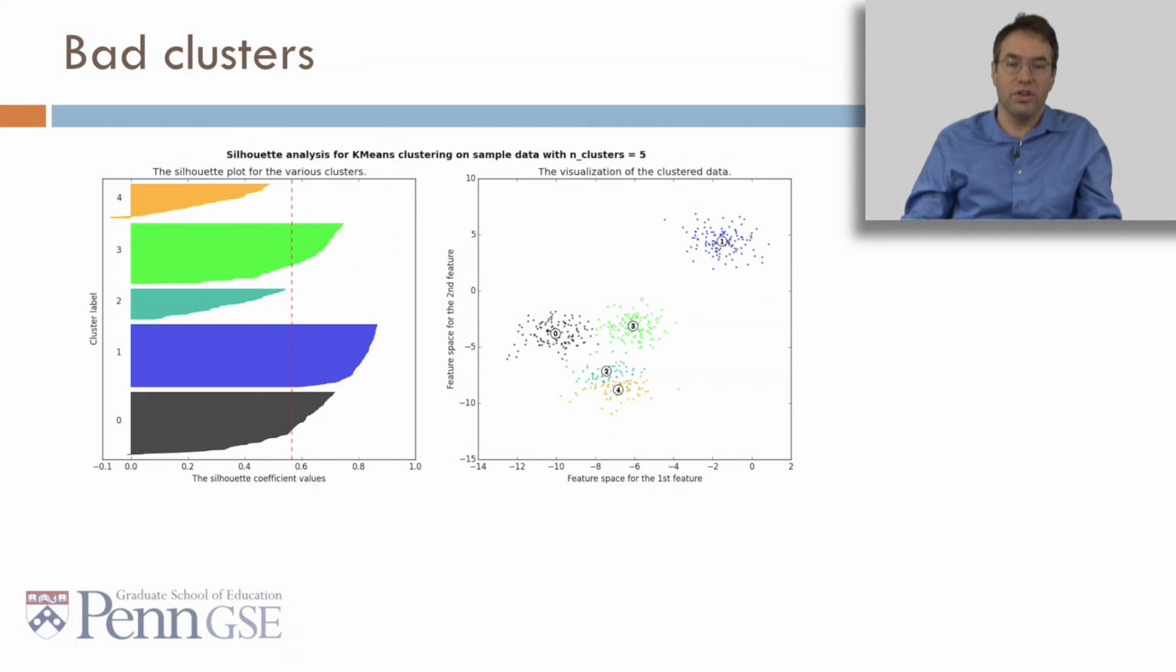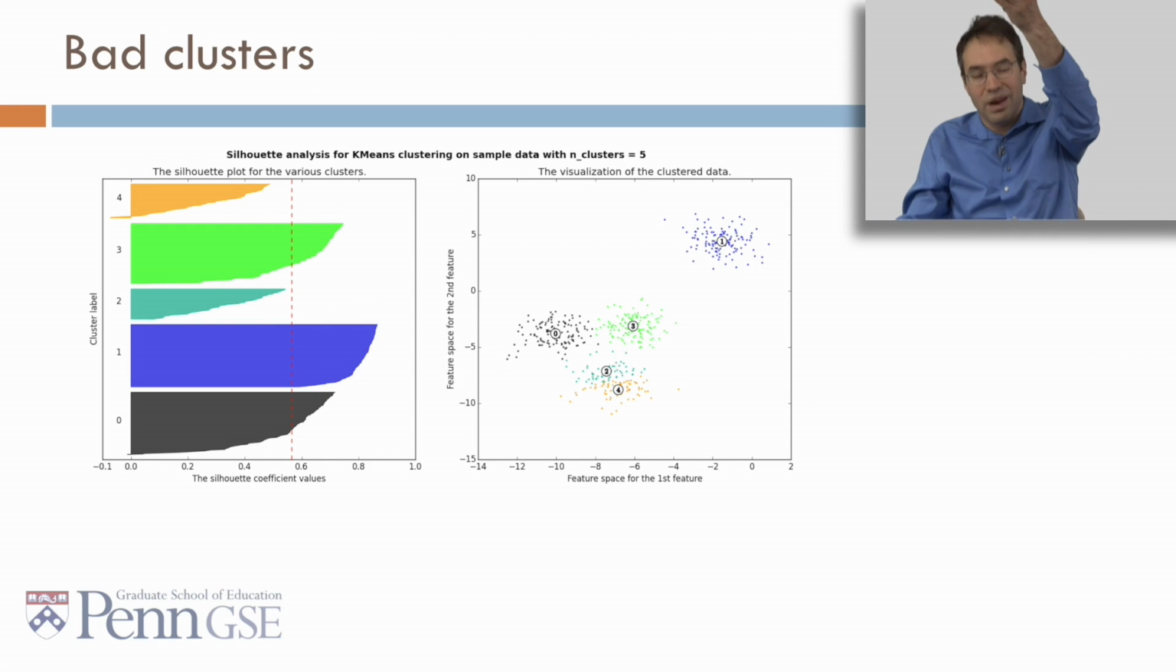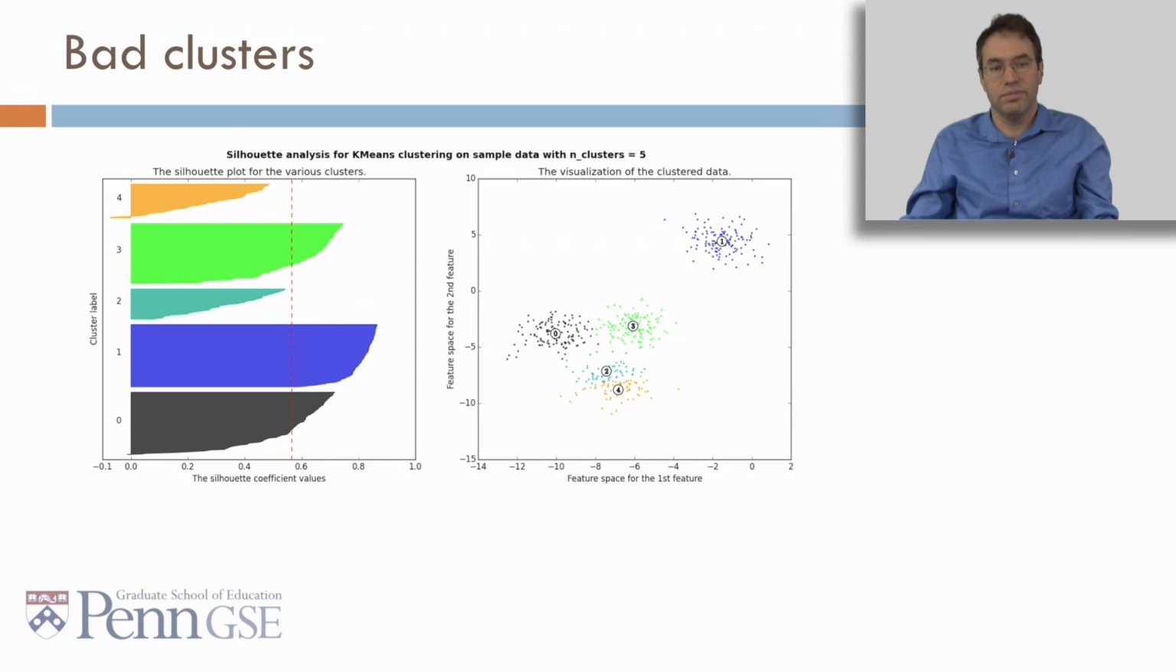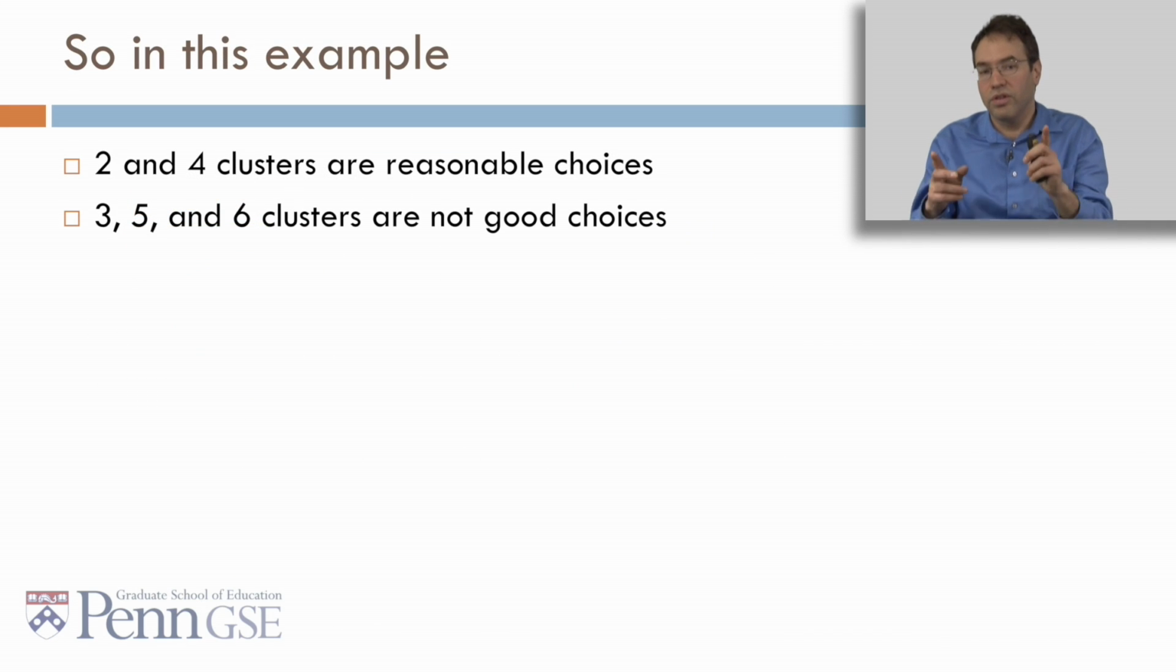Here's another bad clustering. In this case, we've actually split that bottom cluster into 2, and you can see on the left, orange and I guess that's teal, do quite poorly. They have a lot of points that are very close to the other cluster. And so as a result, we get a bad average value. And finally, if we split it even further, we do worse still. So in this example, in this last one, the clusters 2 and 4 are reasonable choices, but 3, 5, and 6 are not good choices.